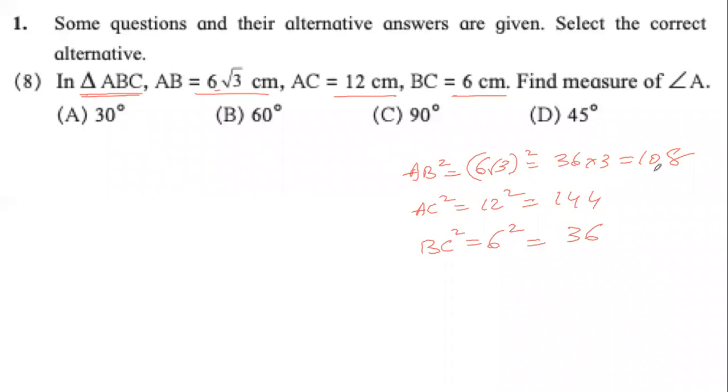We see that when we add 108 to 36, we get 144. That is, AC square equals AB square plus BC square. This tells us that this is a 90-degree triangle. This is a right angle triangle. It is a right angle triangle. So this is one speciality.